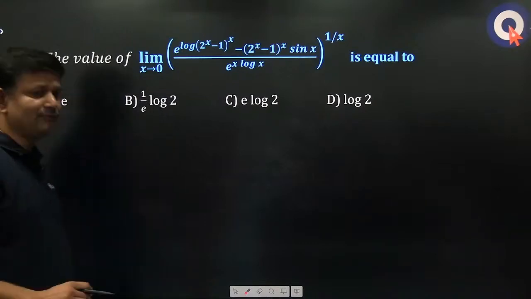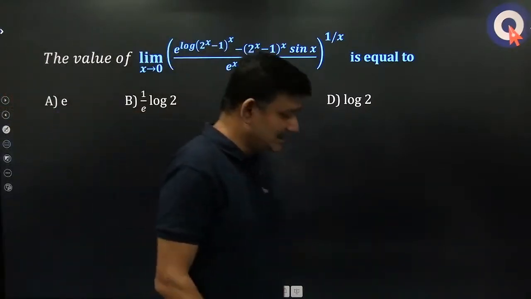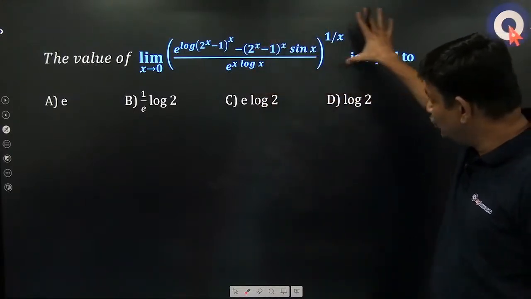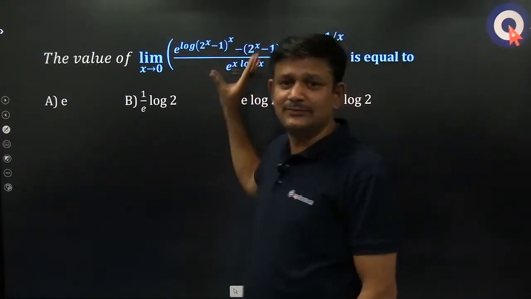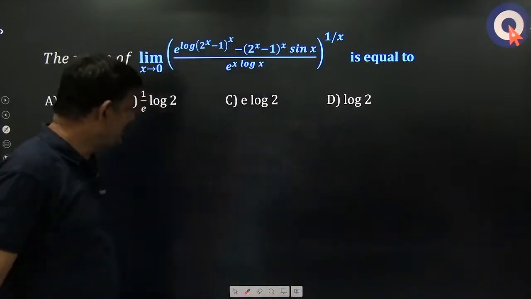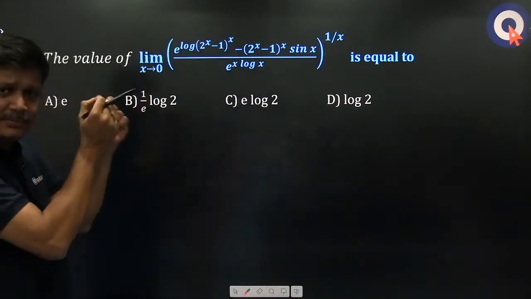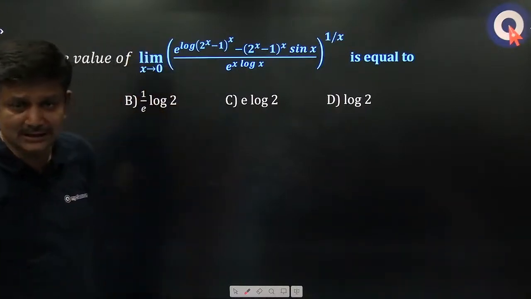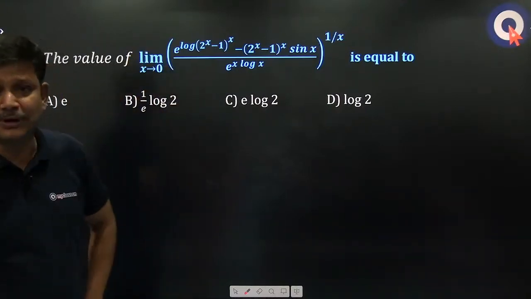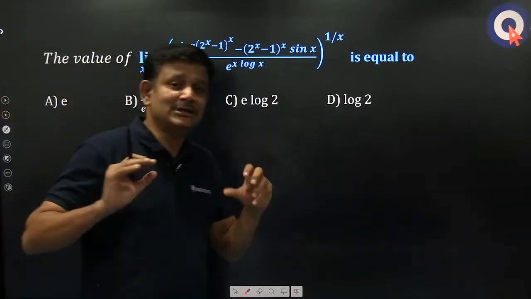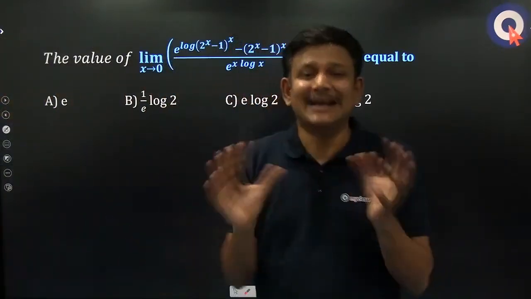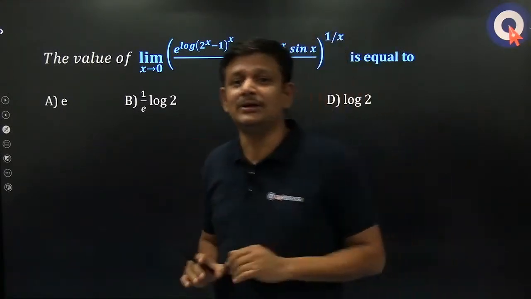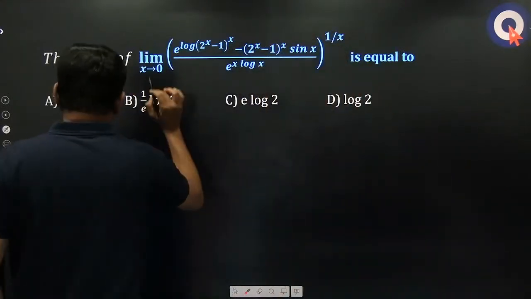Then another variety of questions which come to you in limits are the ones which look very complicated. But if you try to focus on some or the other element in the question, you will see there is a lot of simplification possible. So the paper setter will just try to threaten you by making the question look difficult. The question is not difficult, it is only looking difficult.